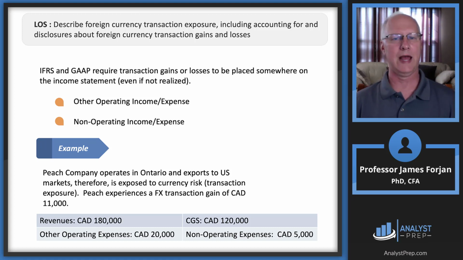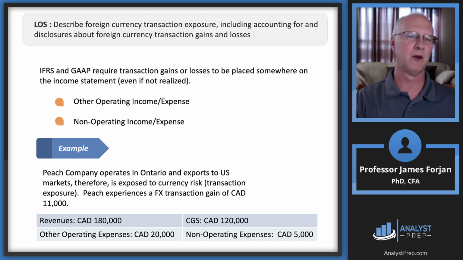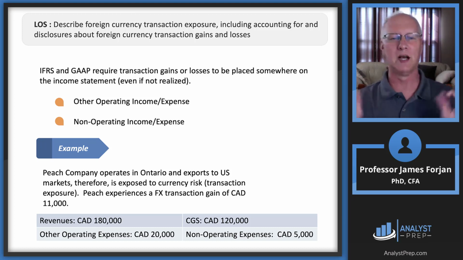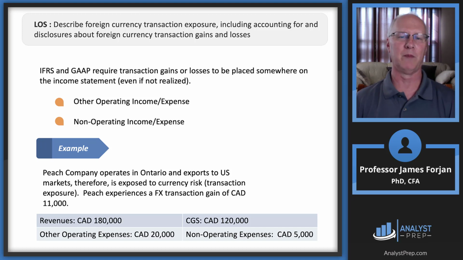So let's take a look at an example. Here we are. Peach Company operates in Ontario and exports its peaches to U.S. markets. As I was creating this example, I couldn't help but think of one of my favorite Seinfeld episodes. Think of these as the Mackinac peaches. The people in the United States, Kramer and Newman, are buying tons and tons of these Mackinac peaches. Boy, that's a super funny episode, but it's super silly too.